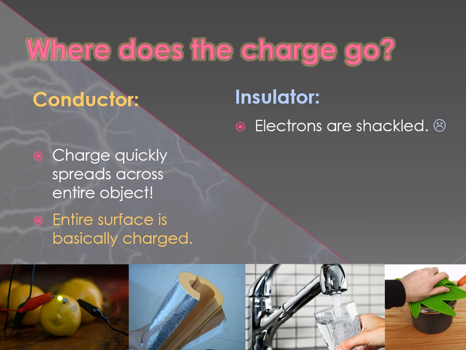Insulators are materials whose electrons are shackled. I wouldn't say they're not free to move. That would be a violation of quantum mechanics and Heisenberg uncertainty. Electrons are always moving, but they move within their own atoms and their own molecules. They don't go joyriding through other people's molecules. Now, which materials are which?